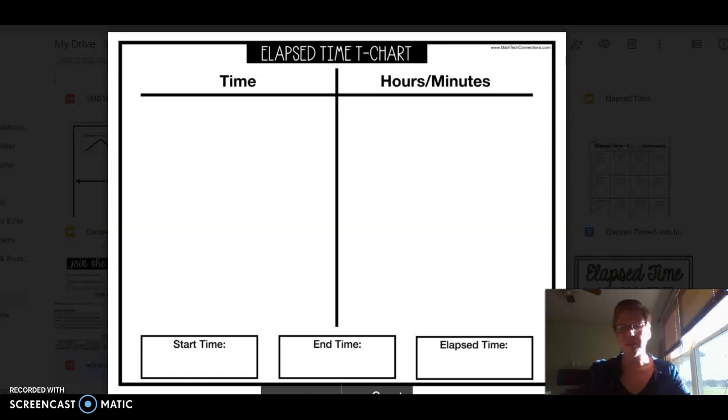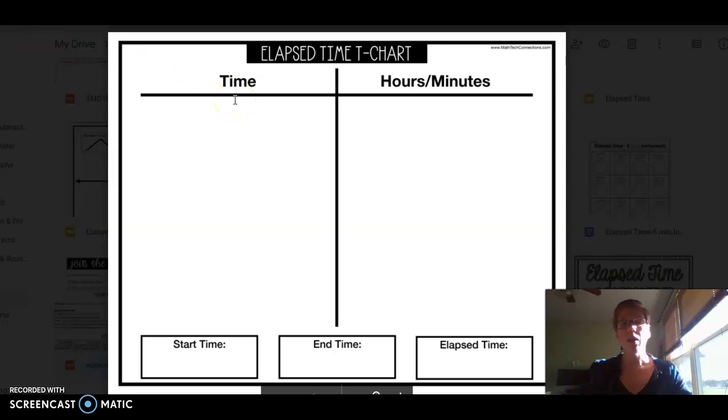Okay, elapsed time. Elapsed time is where we know the start time of something, and we know the end time, but we don't know how much time has passed in between. Let's use recess, for example. Let's say we go outside every day at recess at 11:45. We come back in at 12:15. How much time has passed?